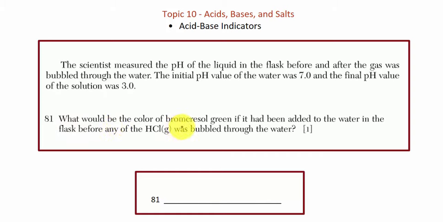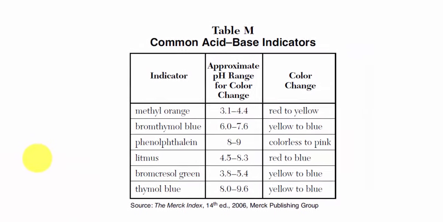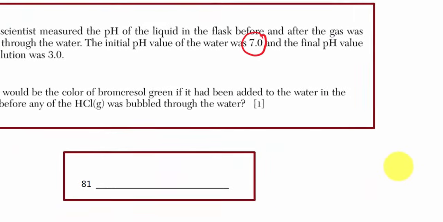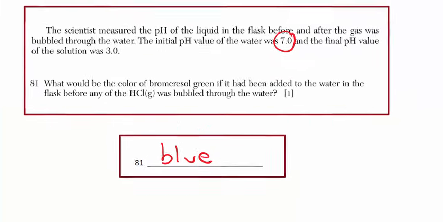Number 81. What would be the color of bromocresol green if it had been added to the water in the flask before any of the hydrochloric gas was bubbled through the water? Well, the initial pH of the water was 7. So we are going to go to our common acid-base indicator chart, table M, look up bromocresol green, and read the color at a pH of 7. The pH of 7 is above the high end of this range. So we would go with the color listed on the right-hand side, which is blue, and we're going to come back and write the word blue into our answer space.